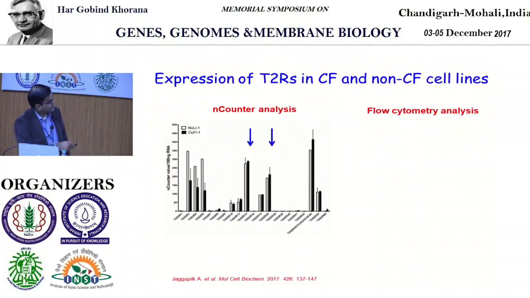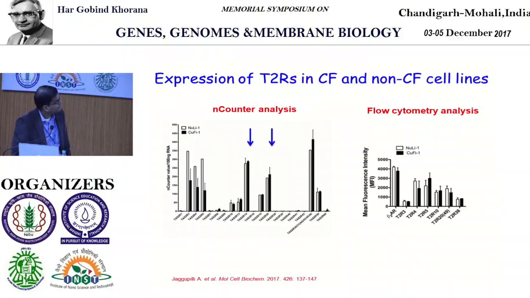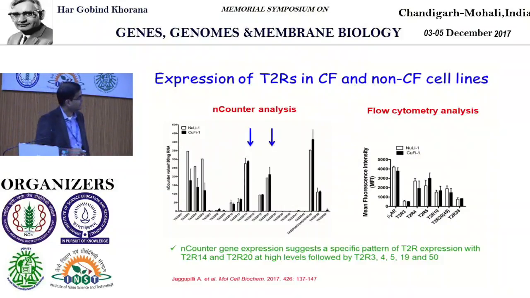Right? And again, unfortunately, that's one of the disadvantages with nCounter. If the sequence homology is very high, more than 90%, it's very tough to design probes that can distinguish between the different genes. So we did validate some of these with flow cytometry. Getting antibodies is also tough for these, but for the ones we had, we looked at those and it matched.